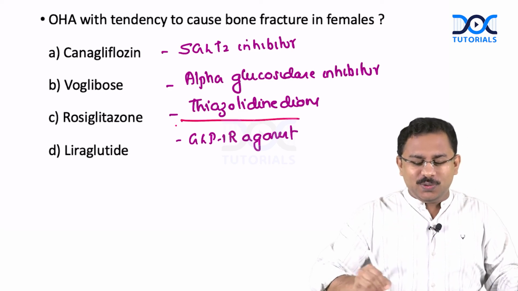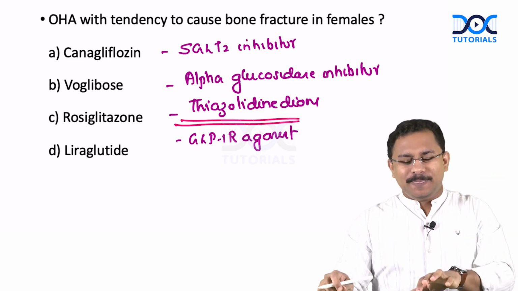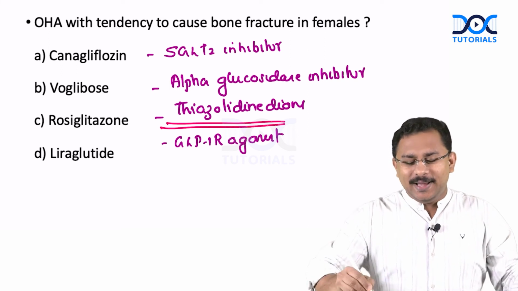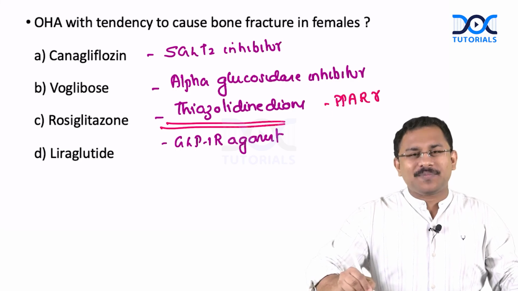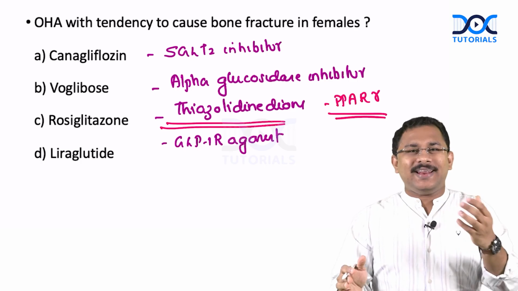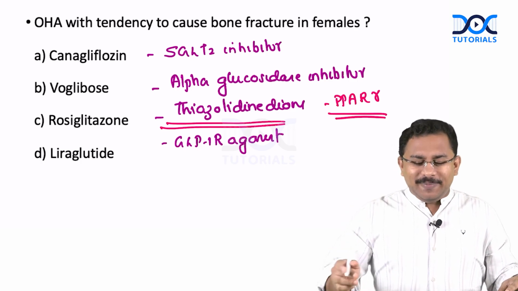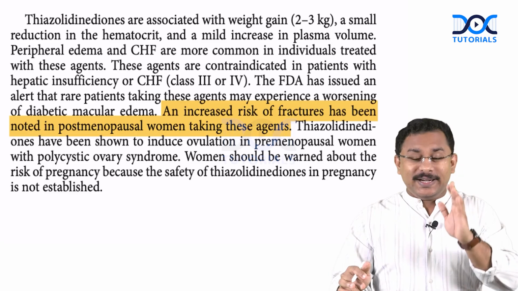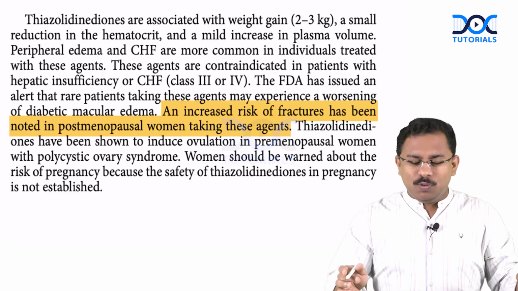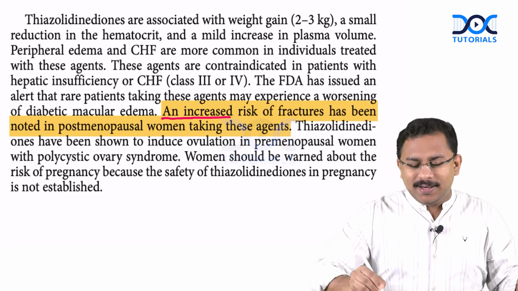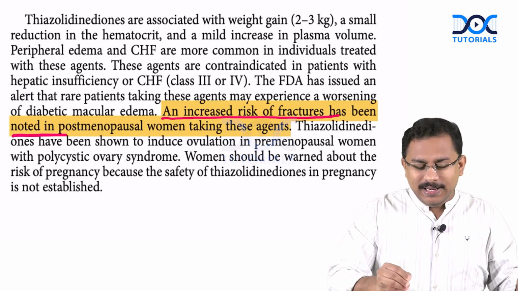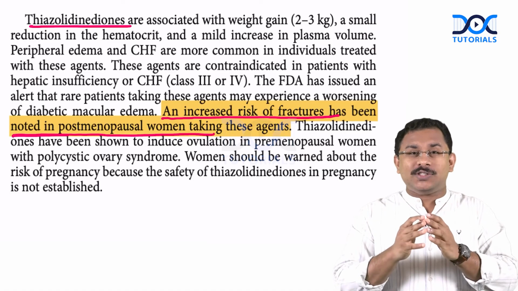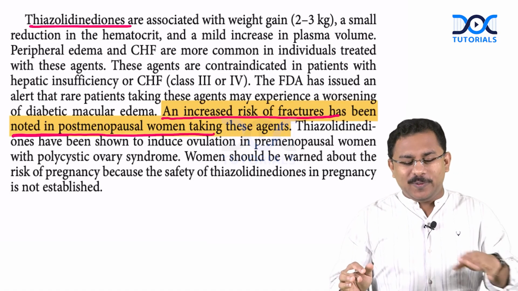Now coming to the tendency to cause bone fracture, let me just discuss two groups of drugs. First I want to throw some light on thiazolidinediones, and I'm sure you know that the thiazolidinediones reduce the insulin resistance by binding to the PPAR gamma, which is the peroxisome proliferator activated receptor gamma. But remember, there is a problem with this thiazolidinedione group of drugs. The first screenshot I am showing you is from Harrison textbook 21st edition. You can see that there is an increased risk of fractures associated with the use of thiazolidinediones, especially in postmenopausal women.